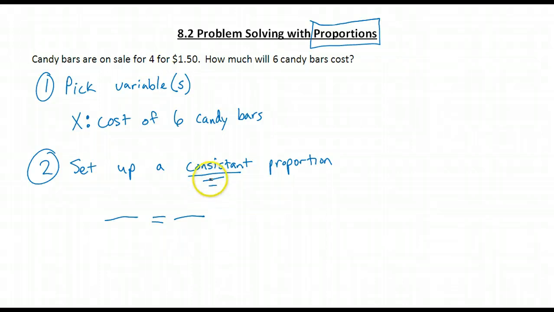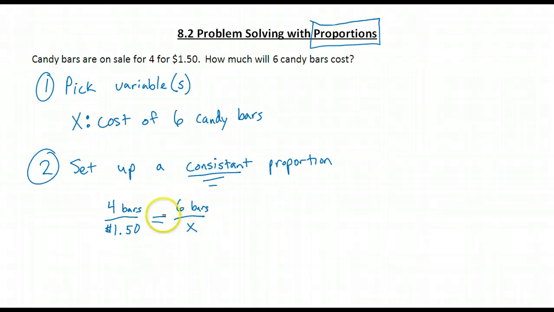One of the ways I can set up a consistent proportion is by saying 4 candy bars relates to $1.50 as 6 candy bars relates to X. I can tell that this proportion is consistent because my tops are the same, my numerators are the same, bars and bars, and my denominators are the same, money, money.